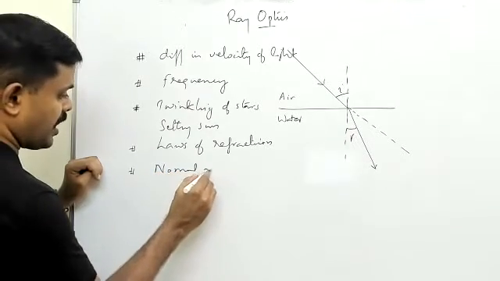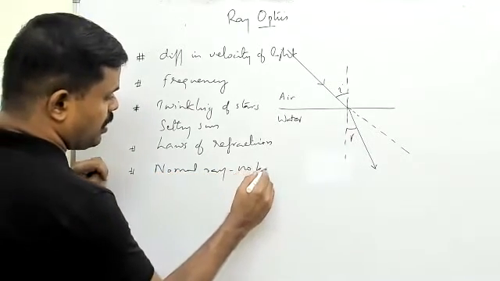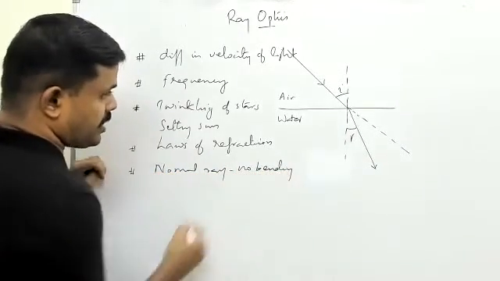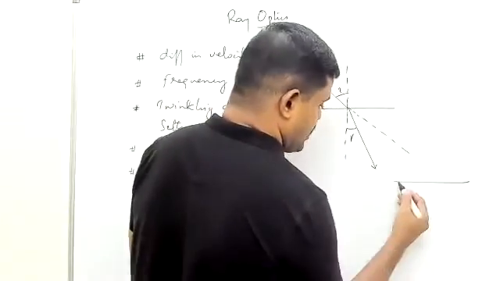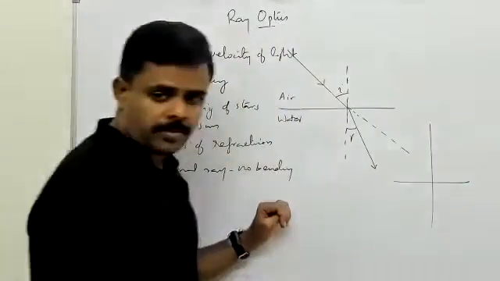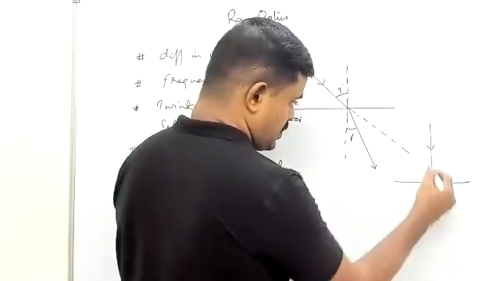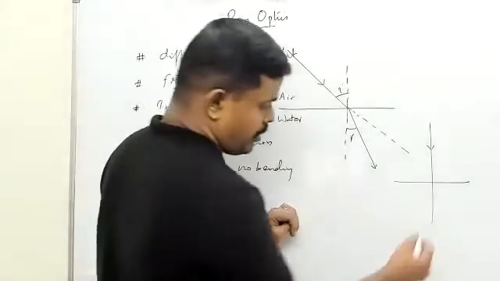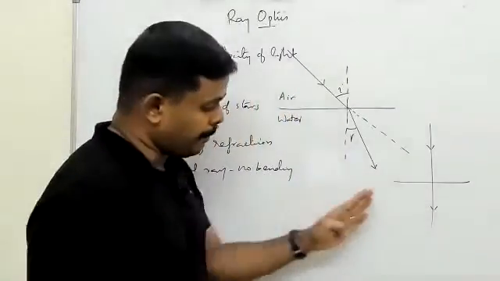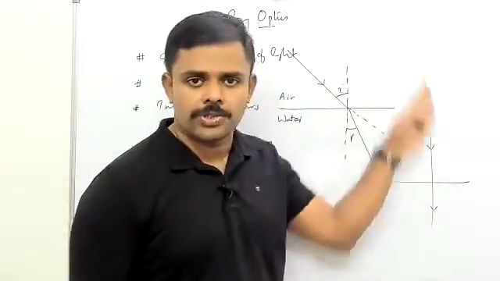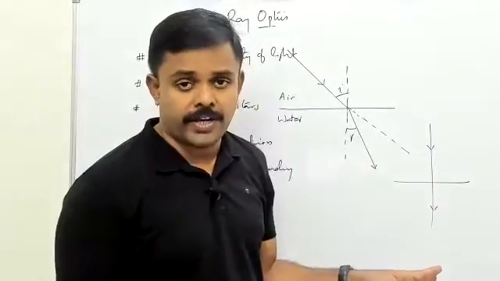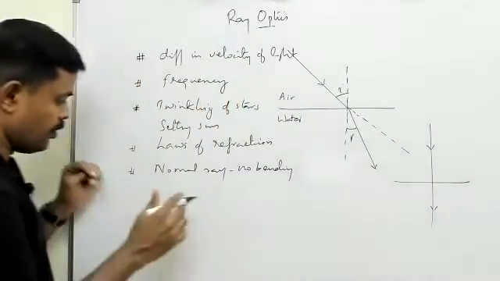And the next point is the normal ray. For a normal ray, no bending at all. Just imagine you have a surface here and a ray of light is falling normally. Look at this. This is normal incidence. For normal incidence, the ray won't bend in either direction. The ray will go straight. The ray won't have refraction.